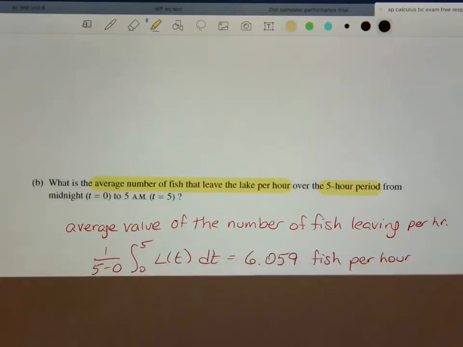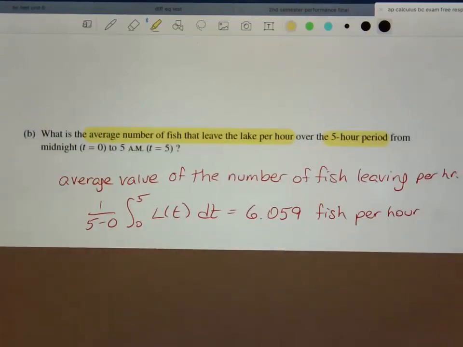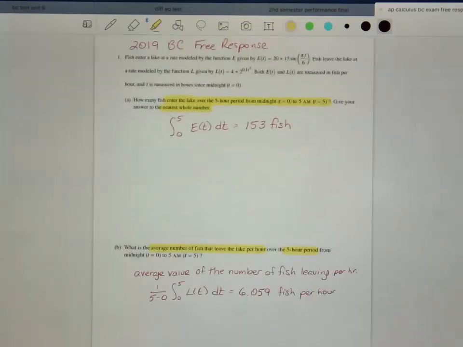Now, if you didn't set it up as an average value problem, that's probably going to be okay, as long as you integrated from 0 to 5 and then divided your answer by 5. This one did not say round to the nearest whole number, so the decimal answer is 6.059 fish per hour if you put it in the calculator. All right.